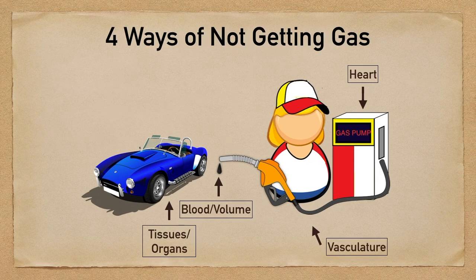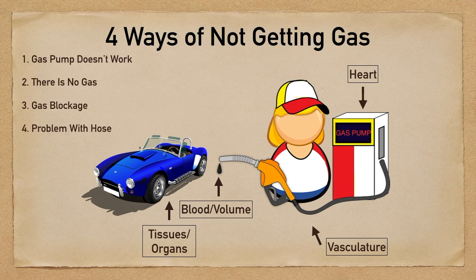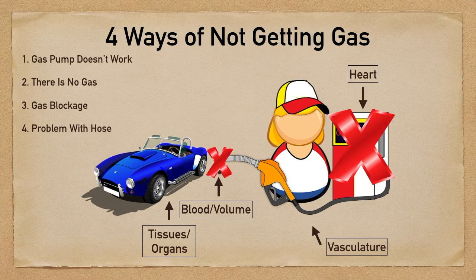So if you think about it, there are four main ways in which the gas will not be delivered to the vehicle. In other words, there are four main ways in which oxygenated blood will not be delivered to tissues and organs. The first being the gas pump doesn't work. The second being there is no gas to fill up the tank. Third, there's a gas blockage that's preventing the gas from entering the vehicle. And lastly, there's a problem with the gas hose itself.